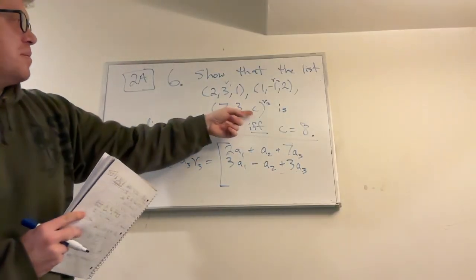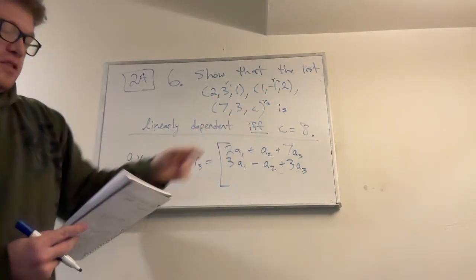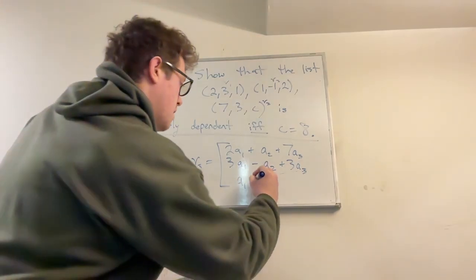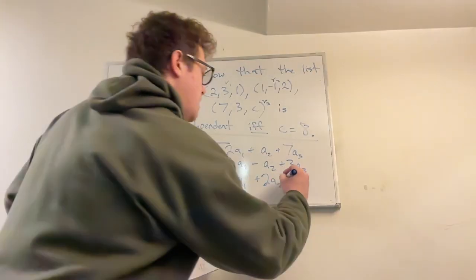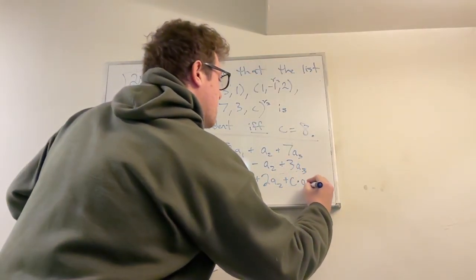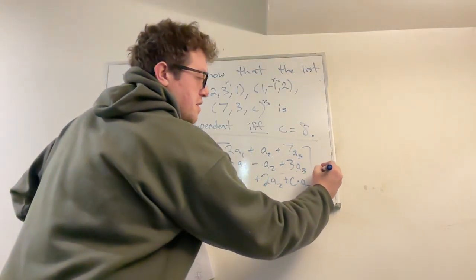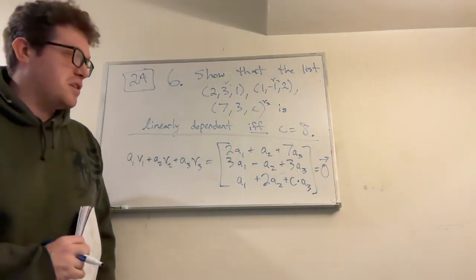And then the last component, we have A1 times 1 plus A2 times 2 plus A3 times C. So that's A1 plus 2A2 plus C times A3. And we're checking when this vector is equal to the 0 vector. So the vector that has all 3 components equal to 0.